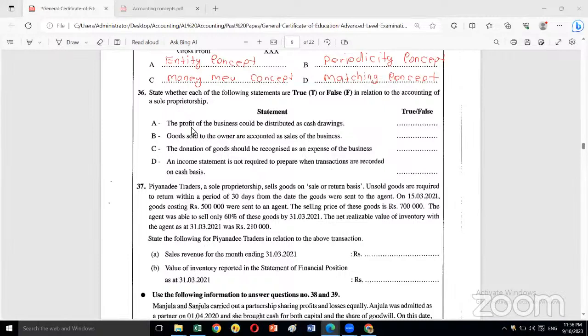In the physical paper class, I am doing model papers. Here I am doing the past papers. Physical, I am doing model papers and exams. Here I am discussing the past papers only. Okay.